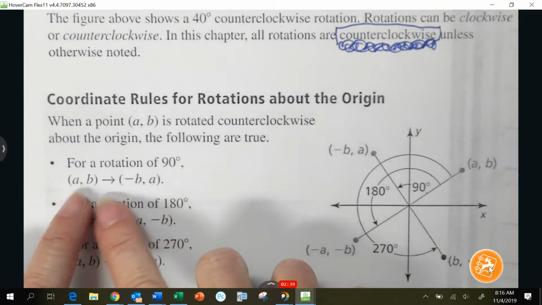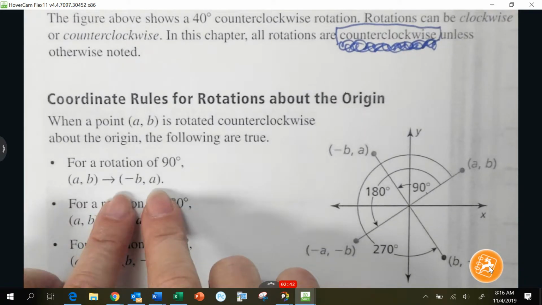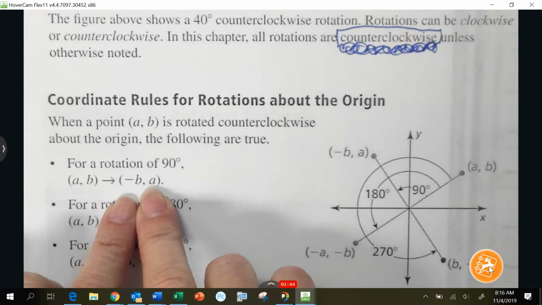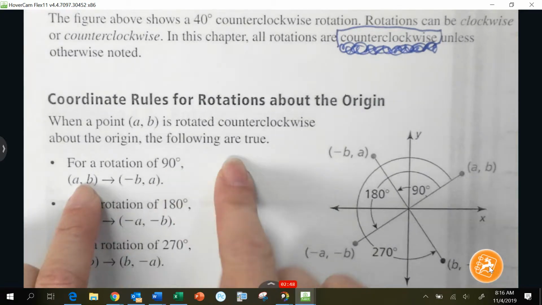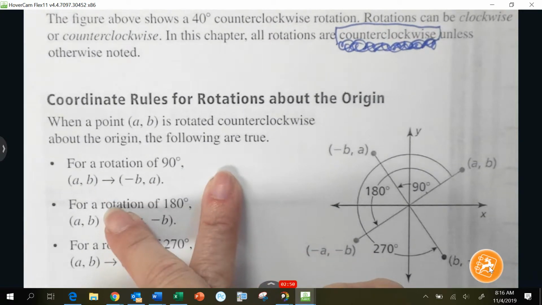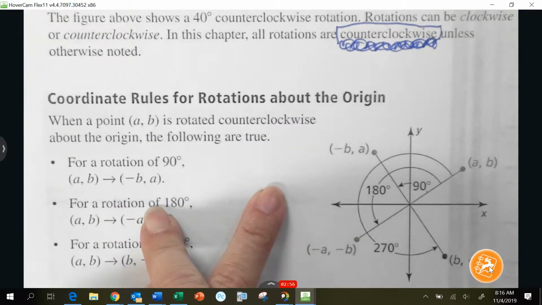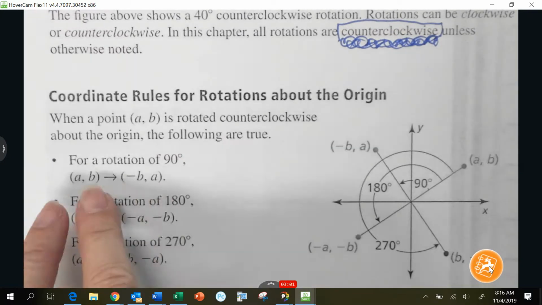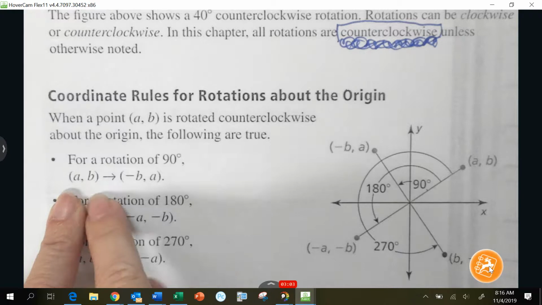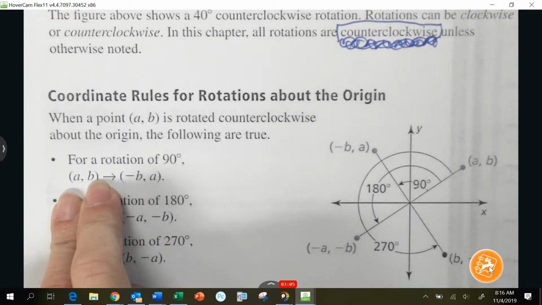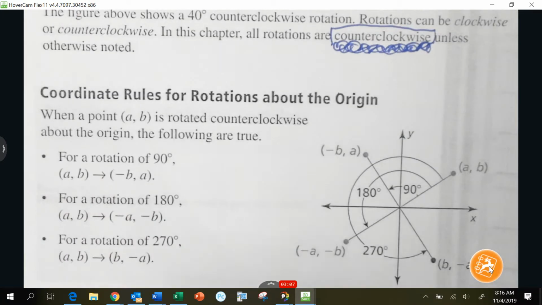Jay, what's this one mean? What do we do from here to here? Okay, so you switch the order. Is that all? You switch the X and Y order. Is that all? There's a negative on which value? The B, which is the original X or Y? The Y value, right. Okay.